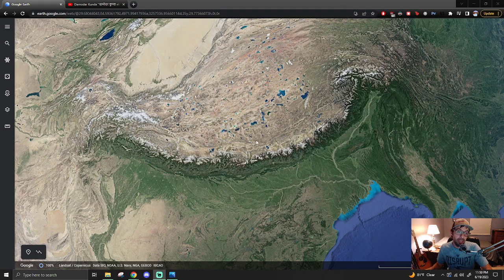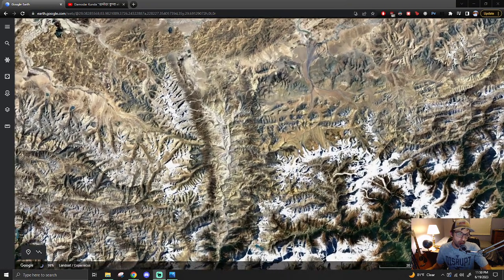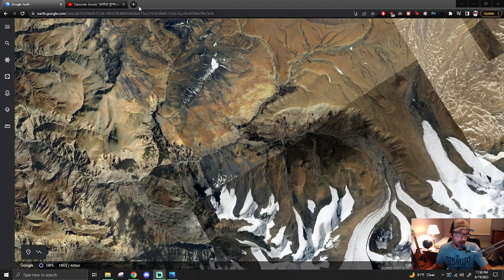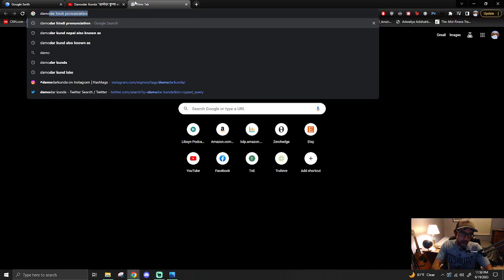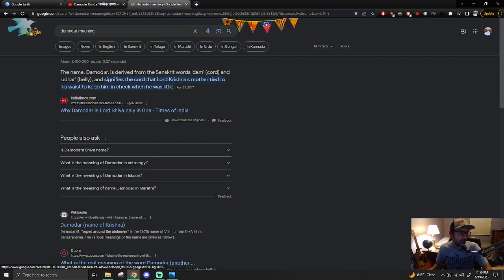Welcome back. We're gonna go into Damodar Kund. Damodar Kunda. Damodar means Krishna, it's another name for Krishna. I just found out Damodar also means cord belly, from the Sanskrit words cord and belly. The belly of the cord.